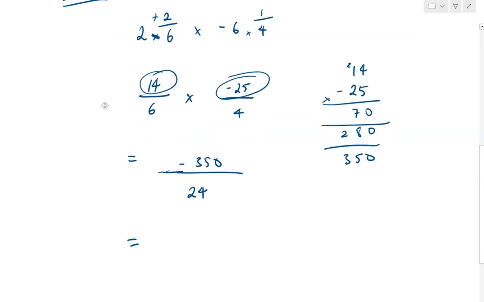Alright, then how many times does 24 go into 350? It'll go in roughly 14 times. There's 14 left over, which is minus 14 and 7 over 12. Nice. That was way more complex than I intended it to be, but that's the hardest you will get.